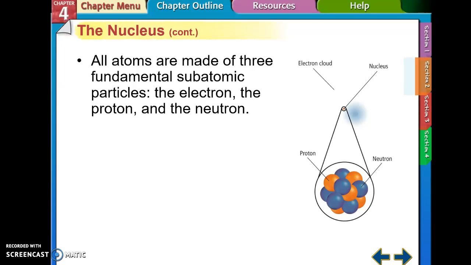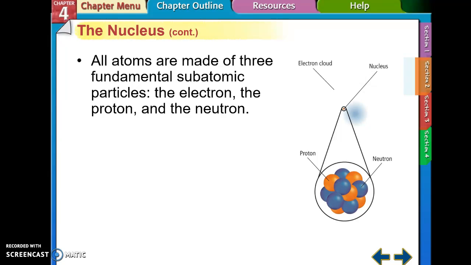And remember that atoms are made up of three subatomic particles: the electron, which is negative, the proton, which is positive, and the neutron, which is neutral. The electron's really small. The proton and the neutron are both relatively large, and they're about the same size. Not quite, but pretty close. The electron is negative, proton's positive, neutron's neutral.